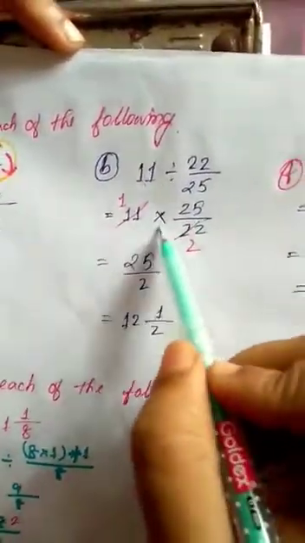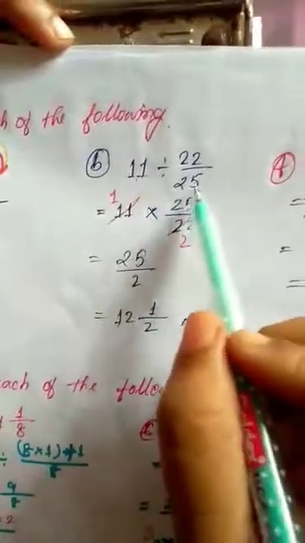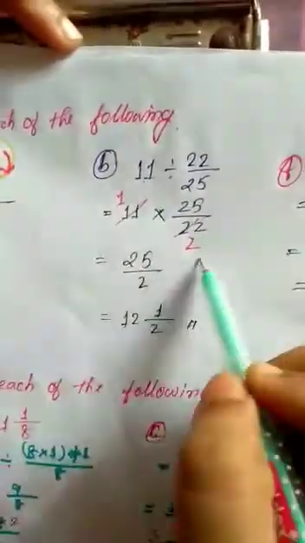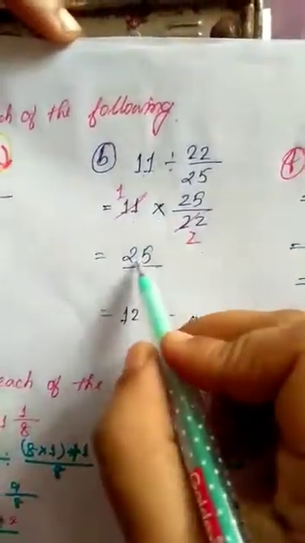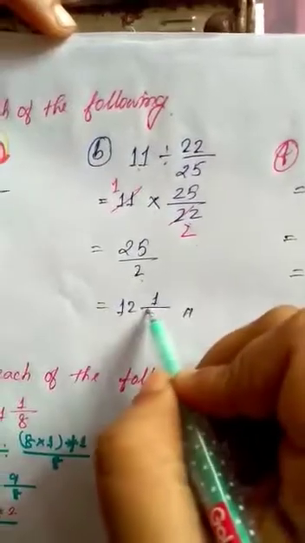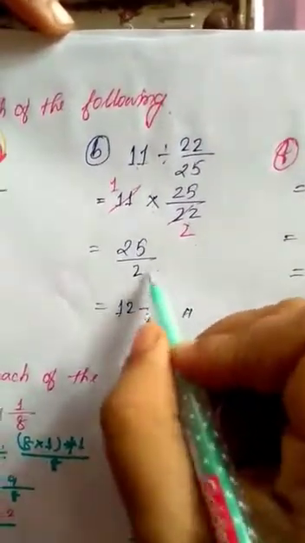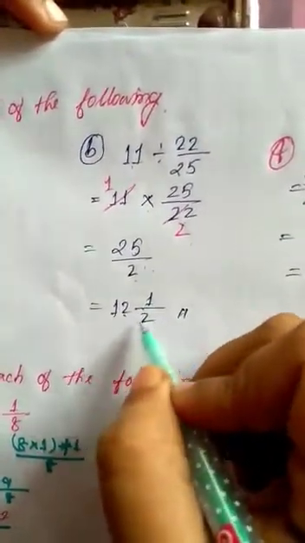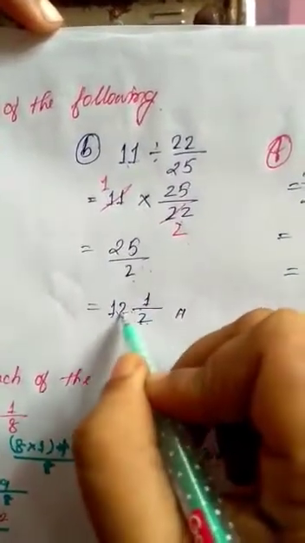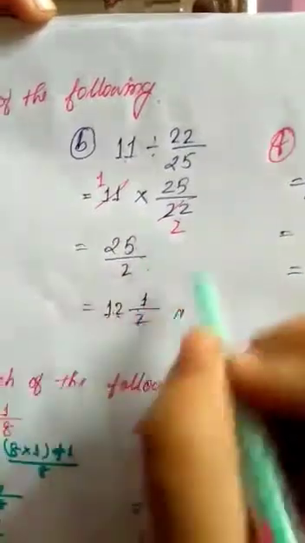So 11 into, we have changed the sign into, and so 25 by 22. Now 11 1 is 11 and 11 2 is 22. So what we have got here? 25 by 2, and 25 by 2 is an improper fraction, we can write it as a mixed fraction, 12 and 1 by 2, as 12 into 2 is 24 plus 1 is 25. So we are getting the same result.